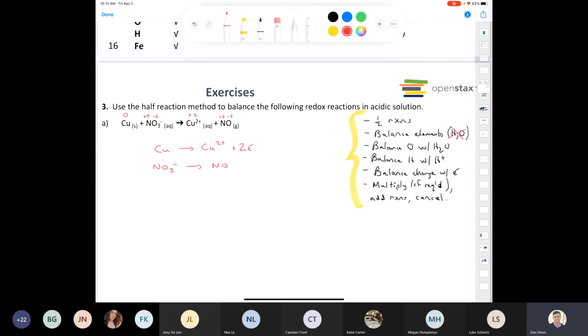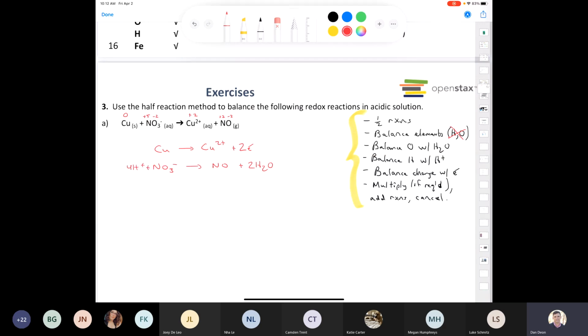Next, we need to use water to balance out the oxygens. Here I have 3 oxygens. Here I have 1. I need 2 more on this side, so I'll add 2 water molecules. Now we need to balance out the hydrogens. I've got a total of 4 hydrogens over here. I've got none on the other side, so I'm going to put 4 protons over here.